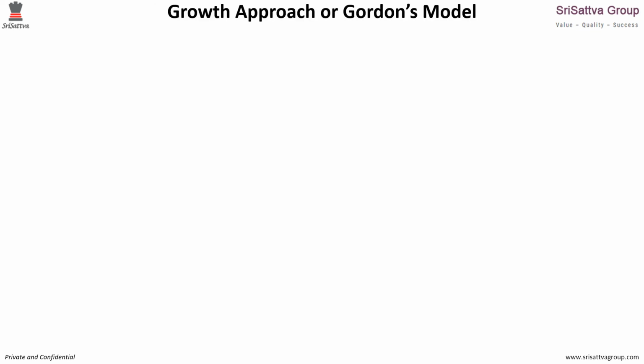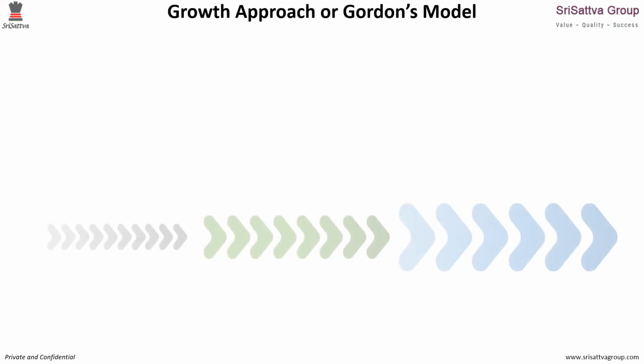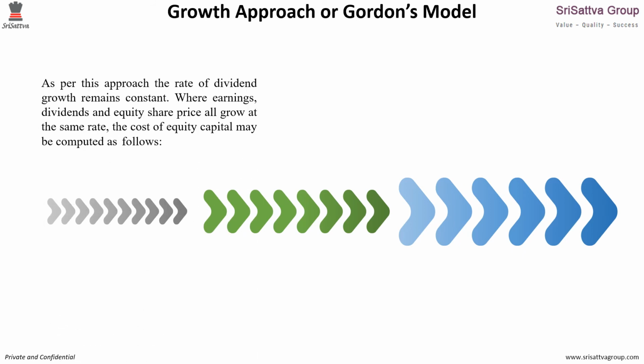Growth approach or Gordon's model. As per this approach, the rate of dividend growth remains constant. Where earnings, dividends and equity share price all grow at the same rate, the cost of equity capital may be computed as follows.